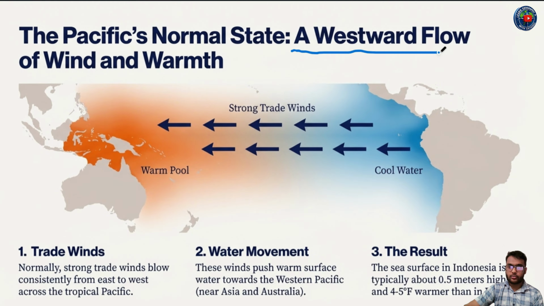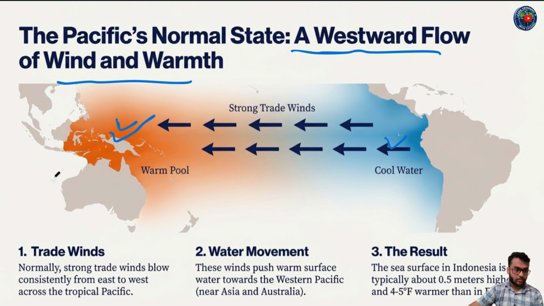Now, what is the Pacific's normal state? A westward flow of wind and warmth. In the western portion is the warm pole, and in the eastern portion is the cold pole. Cold pole means high pressure and warm pole means low pressure. Strong trade winds move from this high pressure to this low pressure, from east to west.